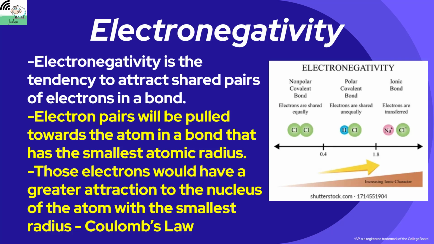The last trend we're going to take a look at is electronegativity, and it is just simply the tendency to attract shared pairs of electrons in a bond. Electrons are going to be pulled towards the atom in a bond that has the smaller atomic radius. Those electrons would have a greater attraction to the nucleus of the atom with the smaller radius because the distance between those electrons and that nucleus is smaller than another nucleus. And so the smaller atom will have the greater attraction, pull those electrons in closer, and as a result, you end up with an even or uneven sharing of electrons. In fact, you can have electronegativity values so great that you end up with an ionic bond, but that's something we're going to discuss in a later video.